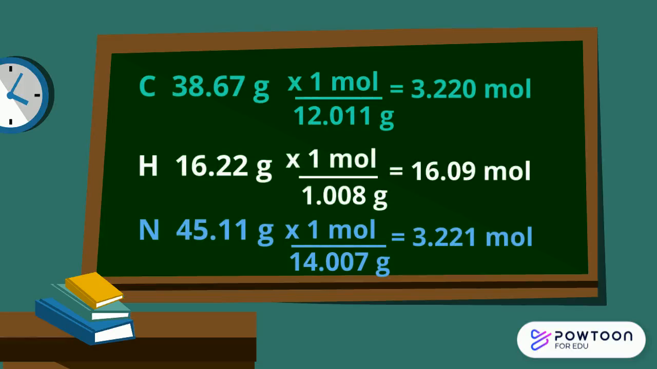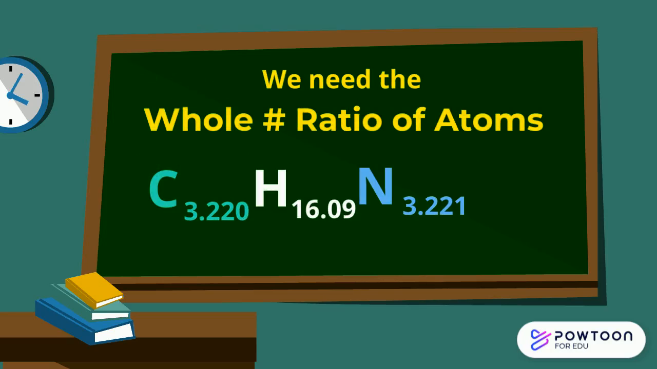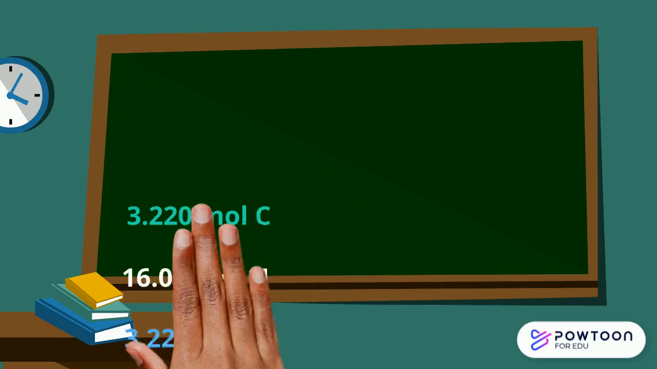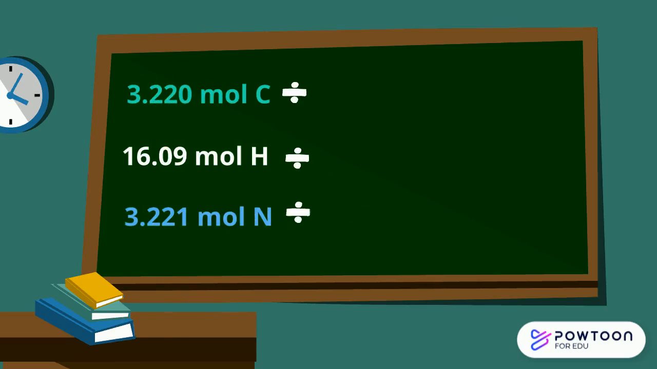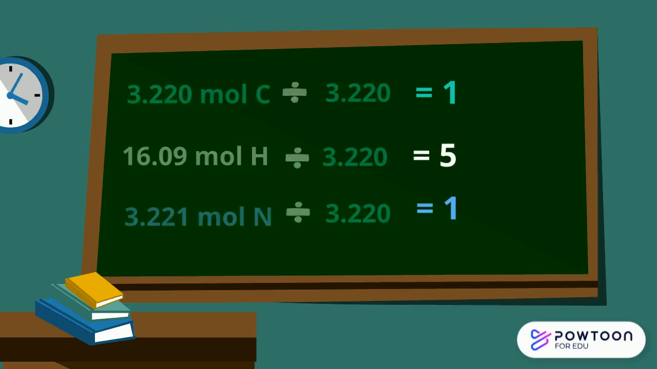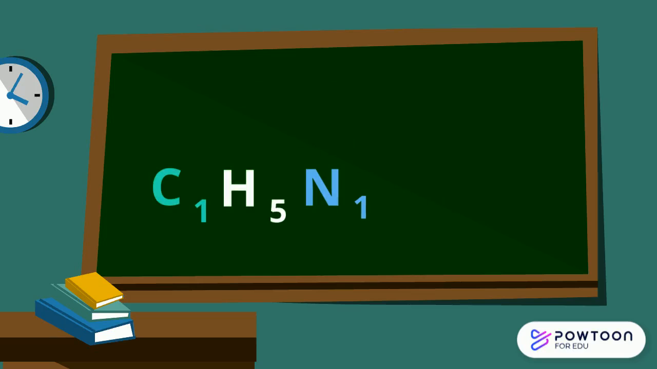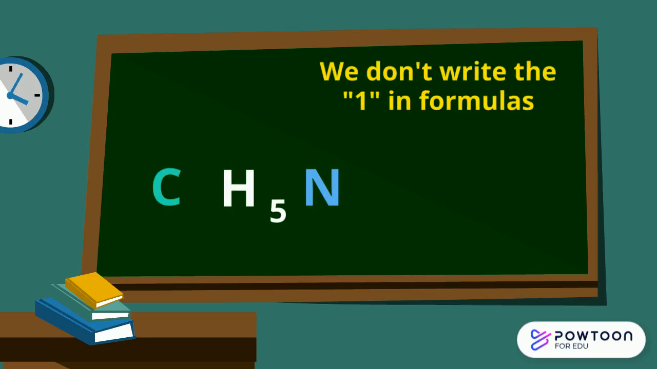This is a mole-mole ratio, but a formula represents the smallest whole number ratio of atoms in a compound, and numbers of atoms cannot be decimals. The next step is to divide each of these moles by the smallest one. You are sure to make at least the smallest into a whole number, 1. In this case, all of the elements turned out to be whole numbers, and our empirical formula is CH5N.